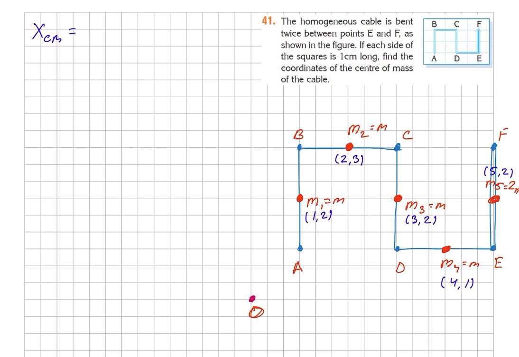XCM will be equal to, our coordinate origin is here, point O, and we are assuming that 3 squares make 1 centimeter, but coordinates are already written here, so it's not a problem. So XCM will be equal to M times 1, yeah? M1 is M, and times 1 plus M times 3 plus M times 2.